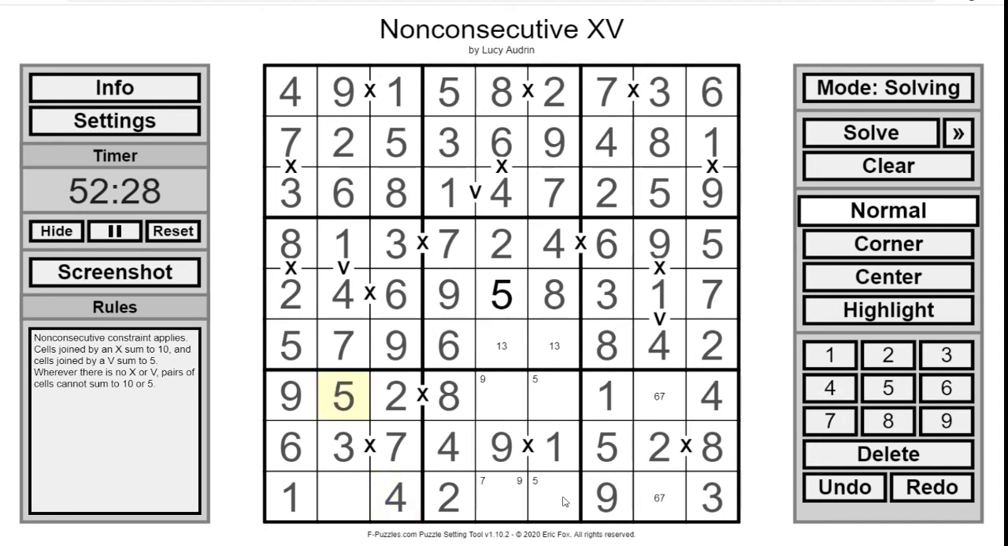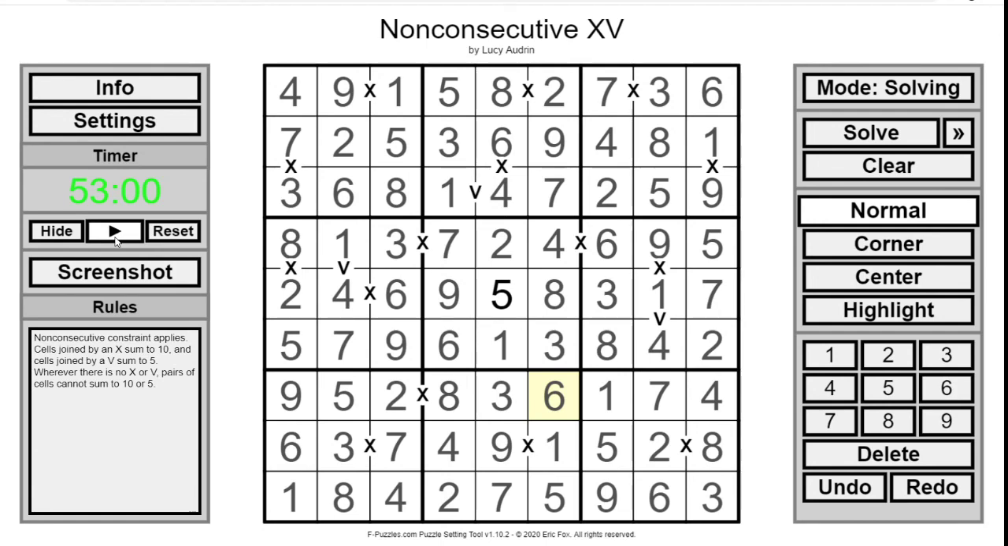1, 2, 3, 4, 5 is left. 5 must be here, and here, and not here. This must be an 8. That's all the 8s done. Now we've got 7 left in this box, must go there. Sorts out the 7, 6. This is no longer a 9. This 1-3 pair has been sorted. Now this is a 3. 1, 2, 3, 4, 5, 6.